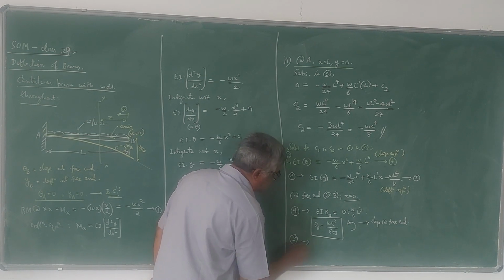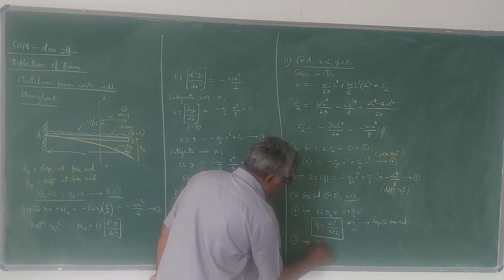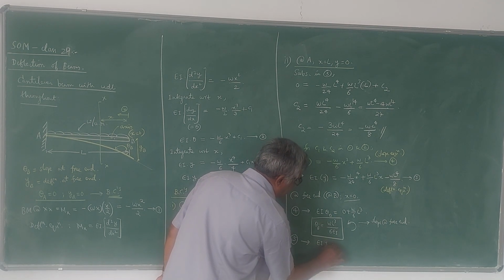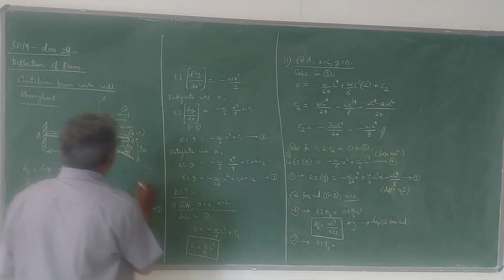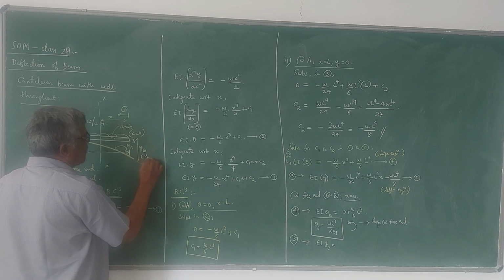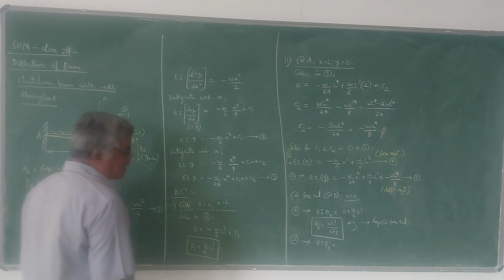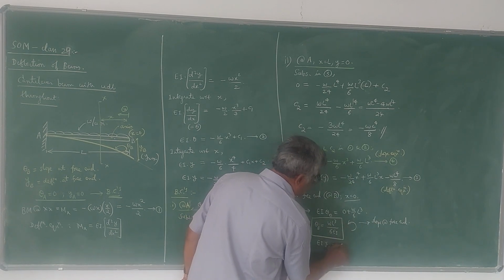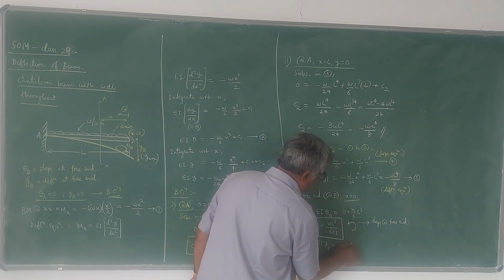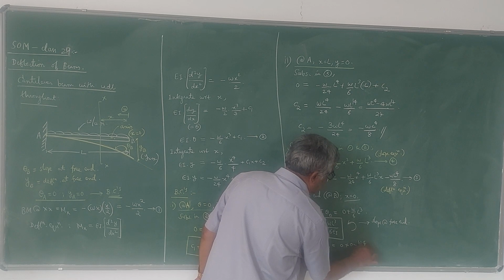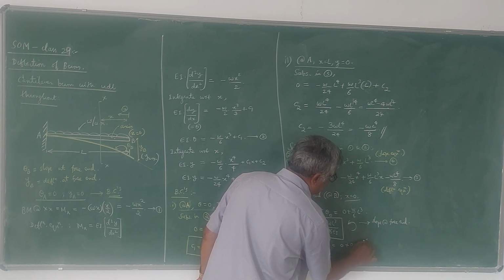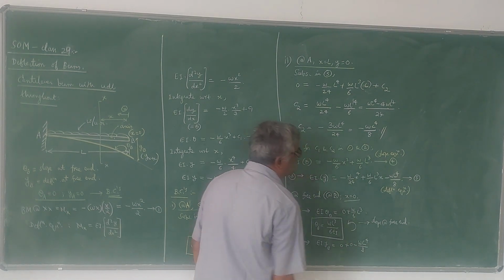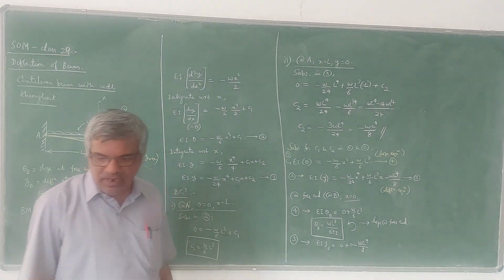is equal to 0 in equation 5. So it becomes EI into YB. YB is the maximum deflection. Please note that at the free end, you have YB, that is Y max, in case of a cantilever beam. So substitute in this equation x is equal to 0. So 0 plus 0 minus W L power 4 by 8.